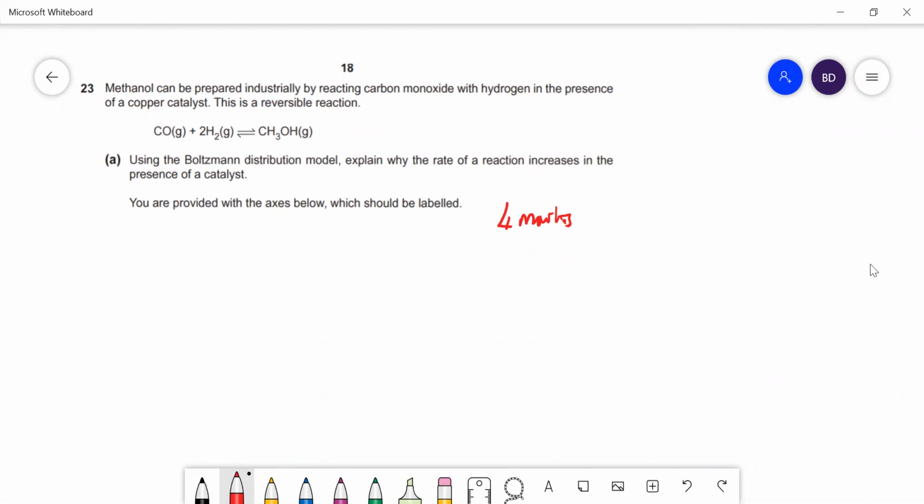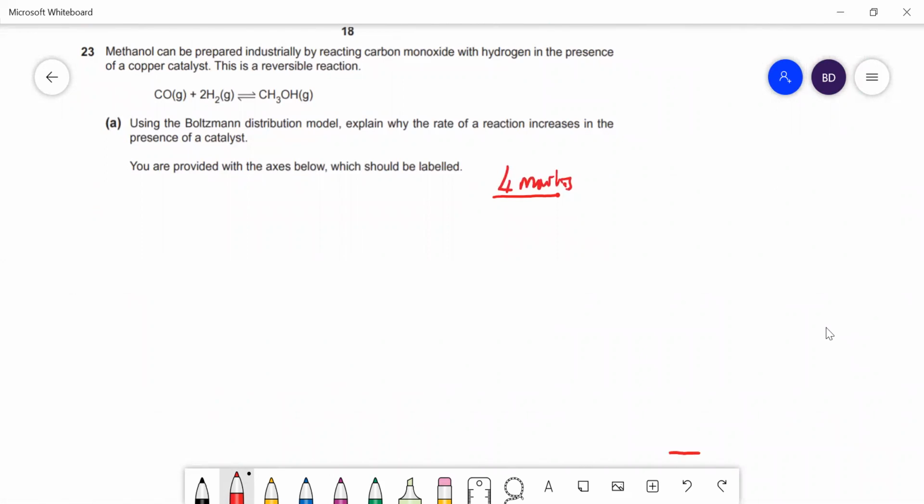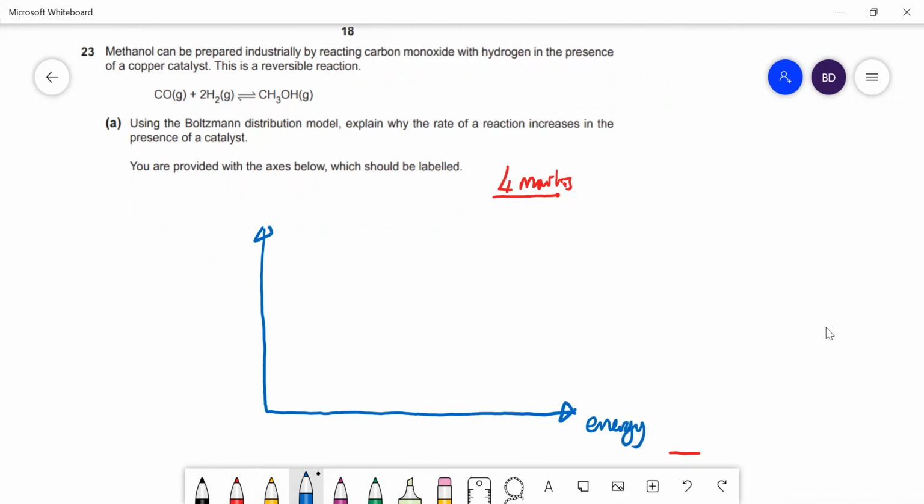Okay, provided the axes below, which I haven't. So anyway, you've got to label those axes. It's 4 marks. You get 2 marks for labeling the axis. So here we've got our graph. They always ask you to label these axes. So along this one is the energy of the particles, and this is the number of particles. So the graph is going to look something like this. Right, so we've probably got 2 or 3 marks already for doing that.